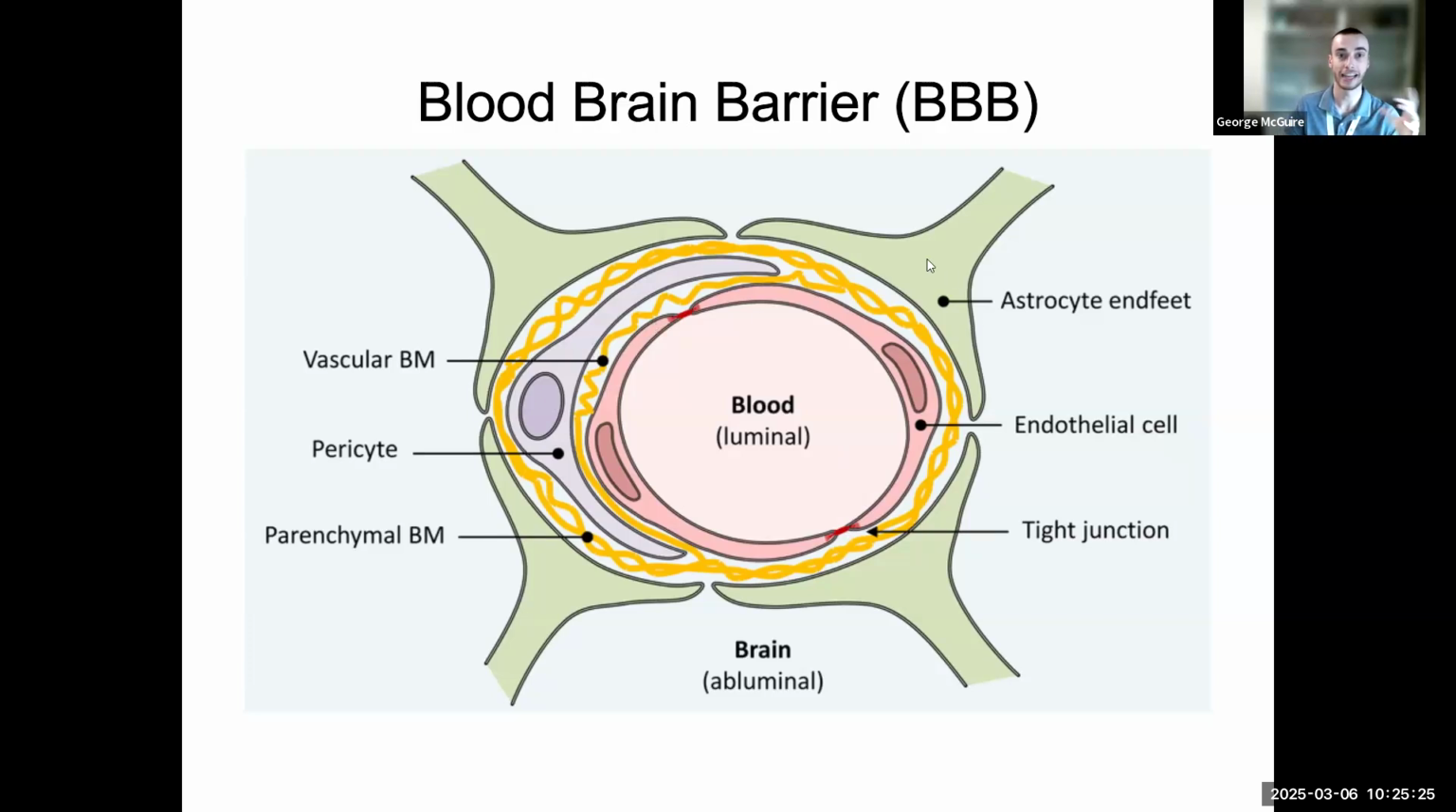And then lastly, the end feet of the astrocytes, those glial cells, that are all creating extra layers of protection, preventing that free movement or exchange of just any random molecule traveling in the blood or any random molecule that might exist in the CSF. And so that creates this extra specialized protection.